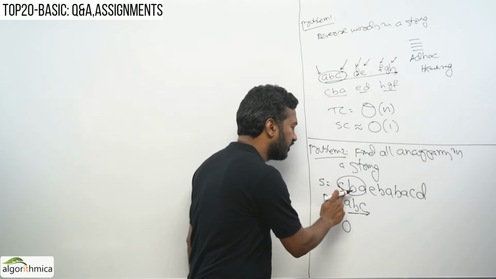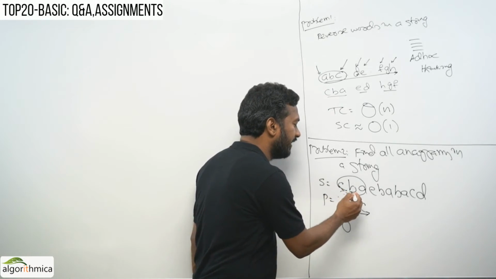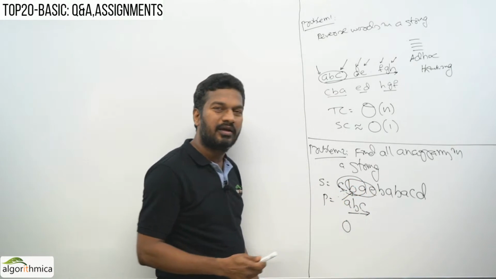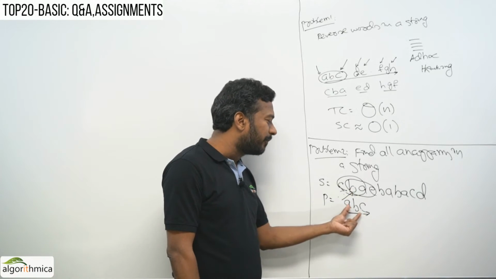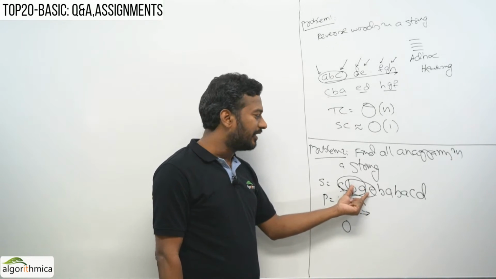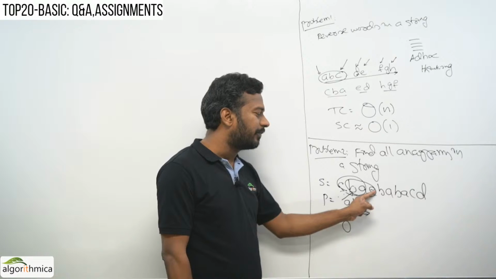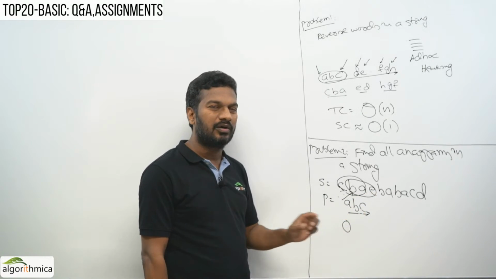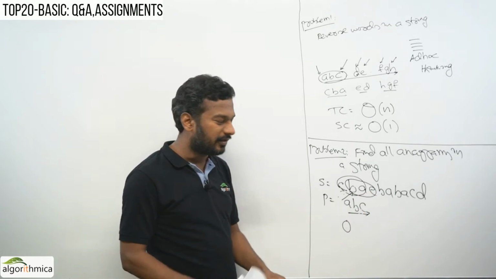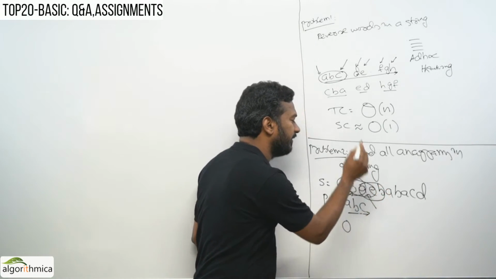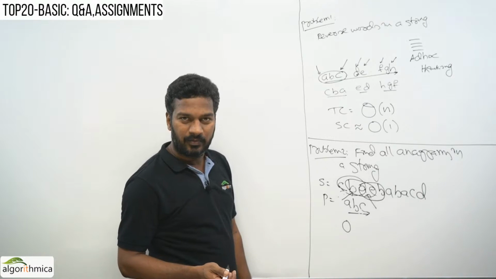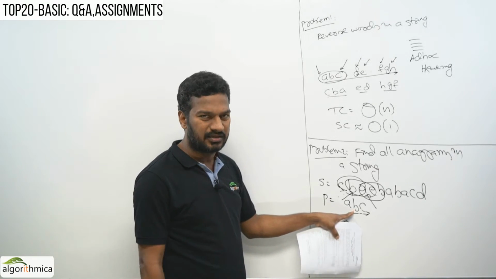Next, move forward. Once you move forward, the next 3 characters are BAE. Is this an anagram of P or not? To know whether these two are anagrams, sort it up: ABE comes up, and ABC doesn't match, so ignore it. Move to the next position. The next is AEB. When you sort it, ABE comes up, but ABC is not available.